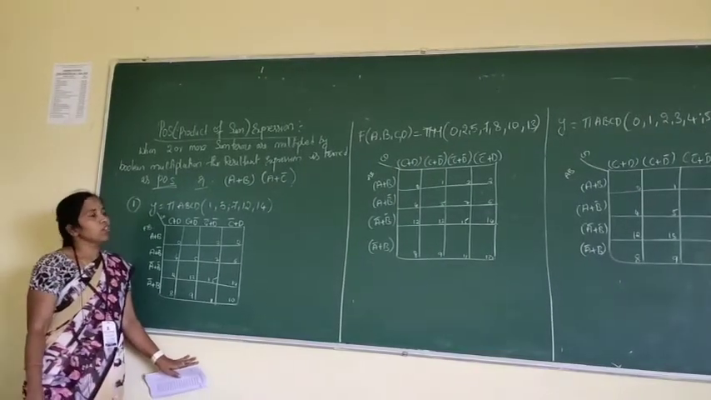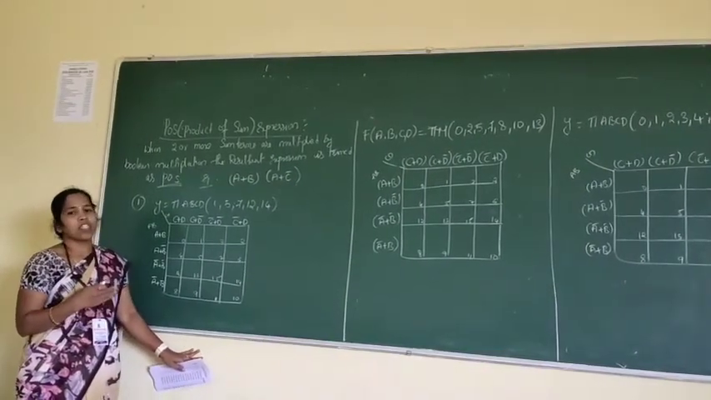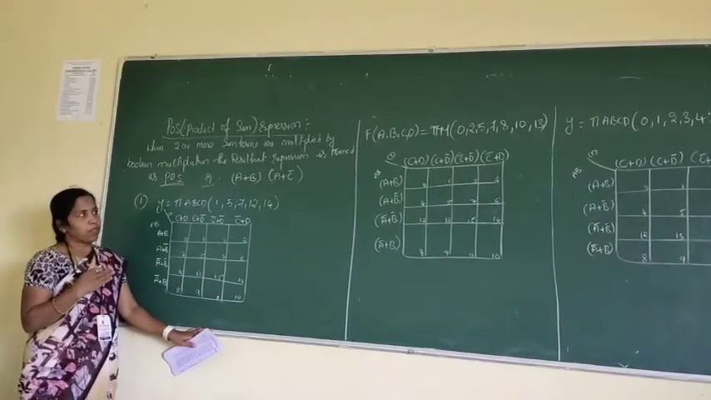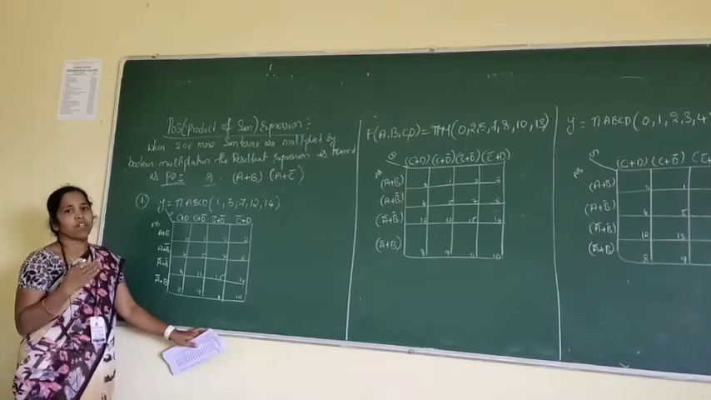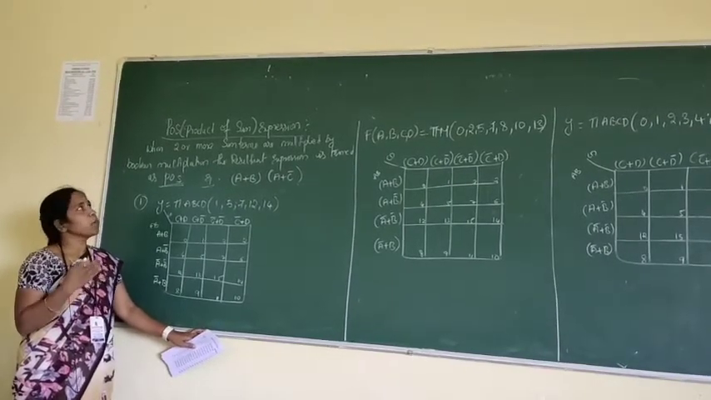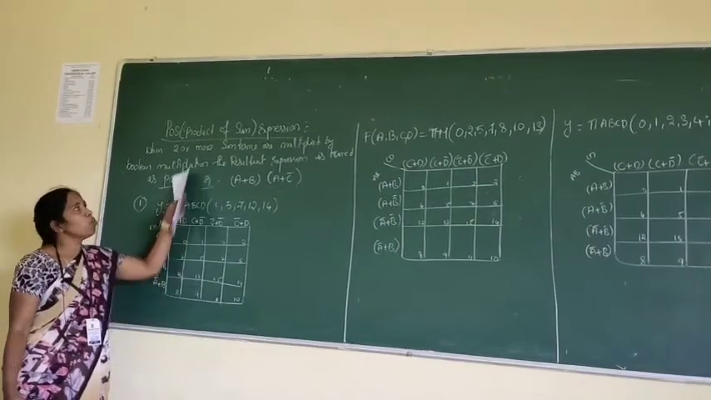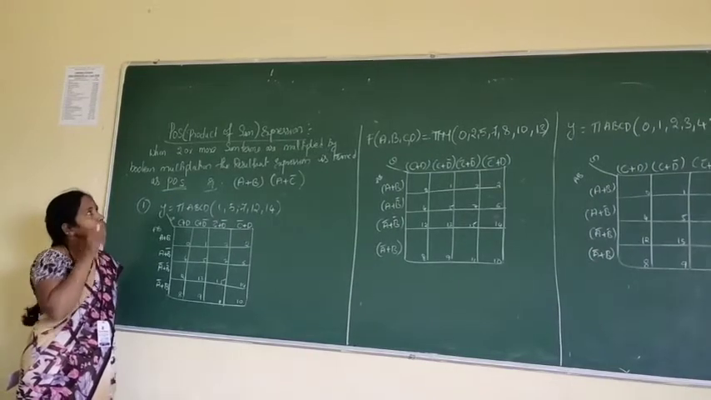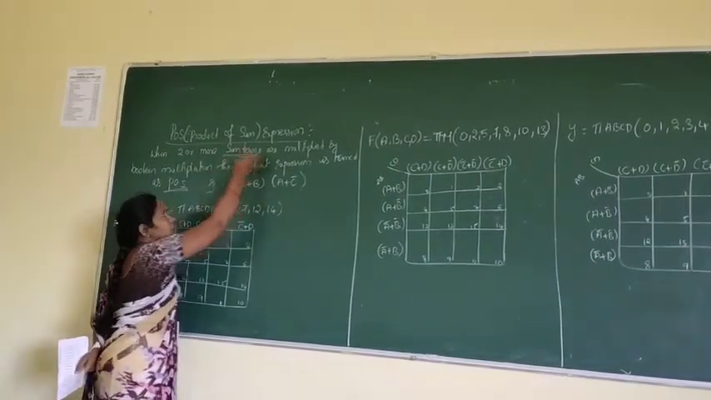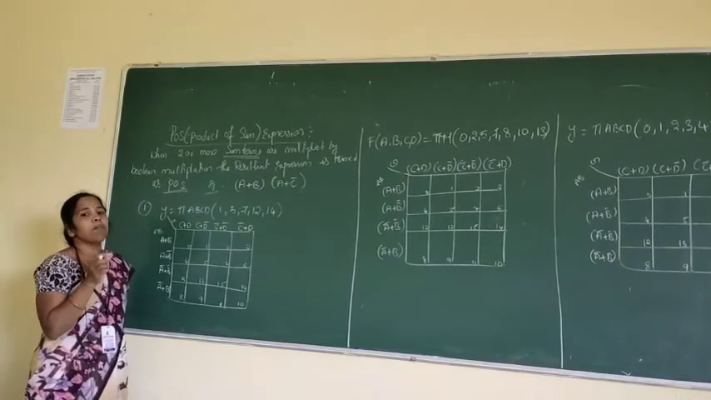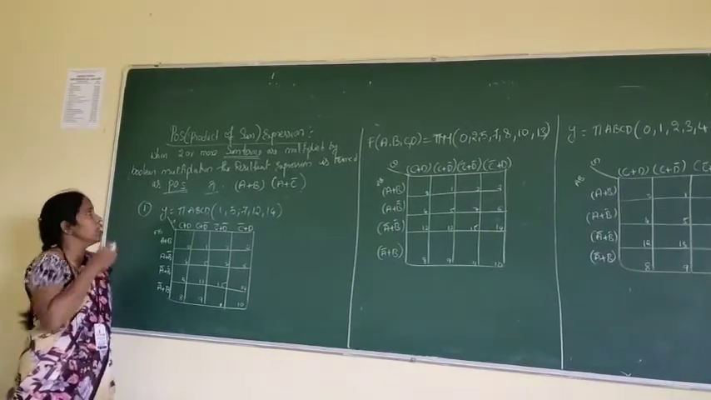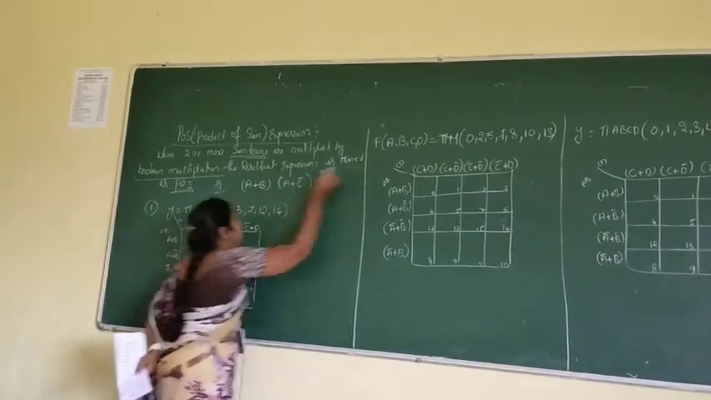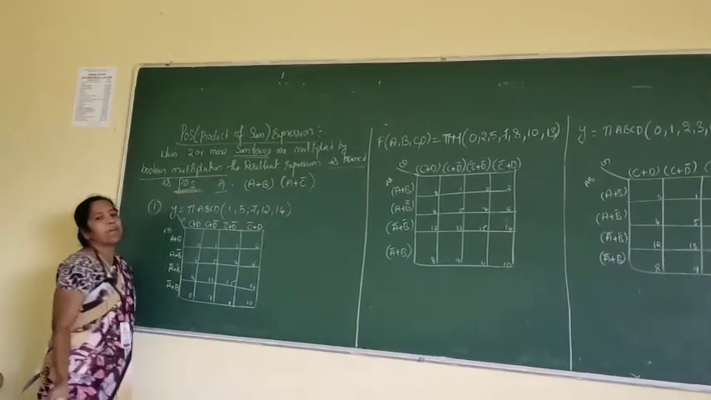Good morning students. Today's concept is POS, that is product of sum expression, for reducing the K-map expression. A product of sum expression is when two or more sum terms are multiplied by Boolean multiplication, and the resultant expression is termed a product of sum expression.